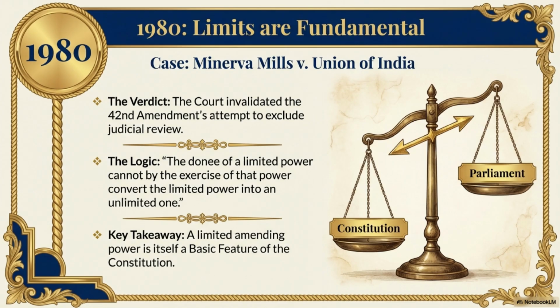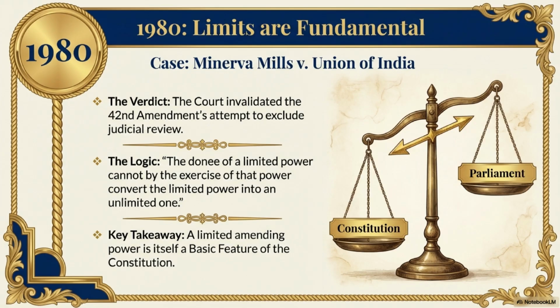This brings us to the Minerva Mills case in 1980. The emergency was over, democracy had been restored, and the Supreme Court had to deal with this amendment. And the logic the court used here is just beautiful logic. I want you to walk us through it slowly. It really is elegant. The court struck down that provision of the 42nd Amendment. Their reasoning was this. The Constitution gives Parliament the power to amend. Right, from Article 368. But that power was given by the Constitution, which is a controlled document. Therefore, the power to amend is a limited power.